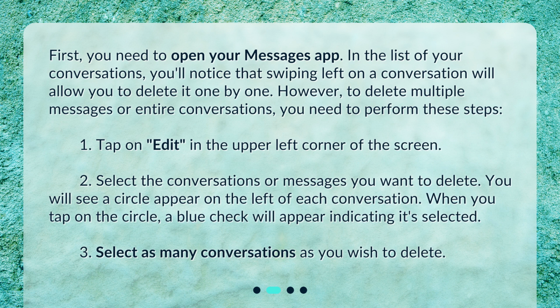1. Tap on Edit in the upper left corner of the screen. 2. Select the conversations or messages you want to delete. You will see a circle appear on the left of each conversation. When you tap on the circle, a blue check will appear indicating it's selected. 3. Select as many conversations as you wish to delete.